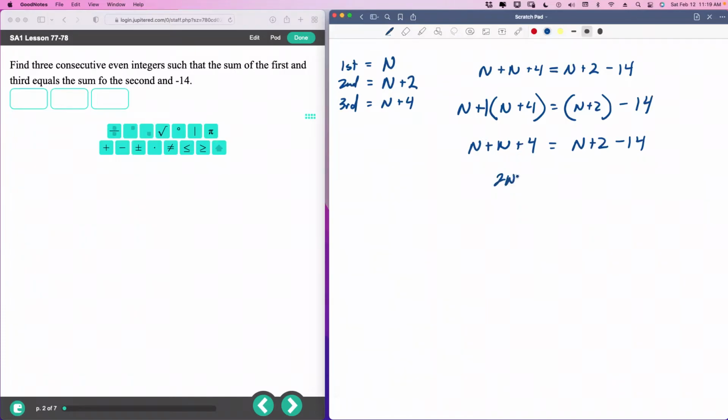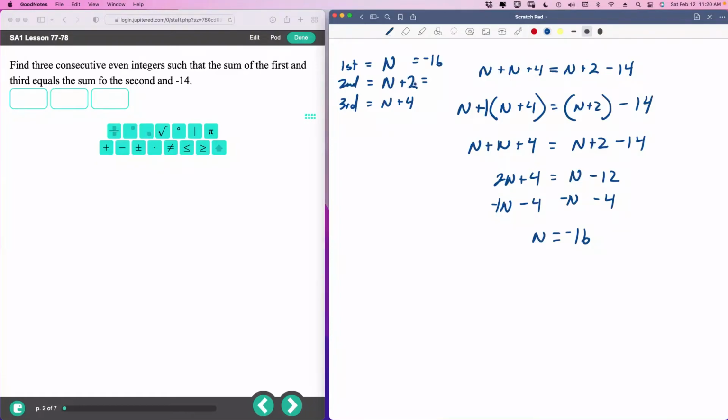We have 2n plus 4, and we have n minus 12. Now I think it's probably easier to have a positive variable. So I'm going to subtract n from both sides. And then I'm going to subtract this 4 to bring it over here. So 2n minus 1n is n equals negative 16. So that's my first. My first one is negative 16.